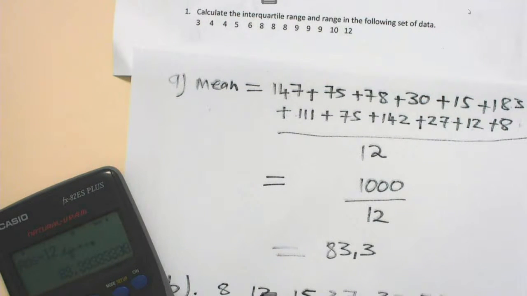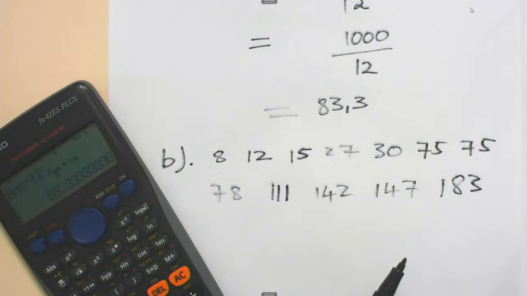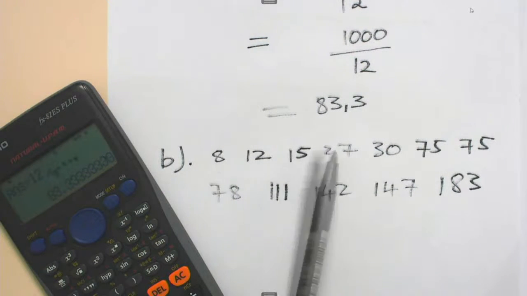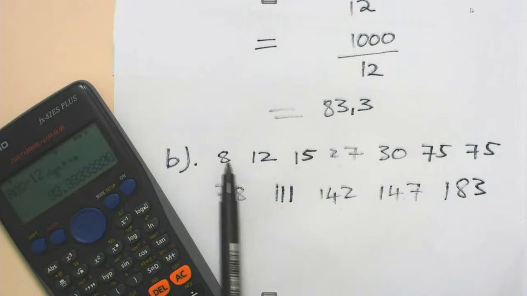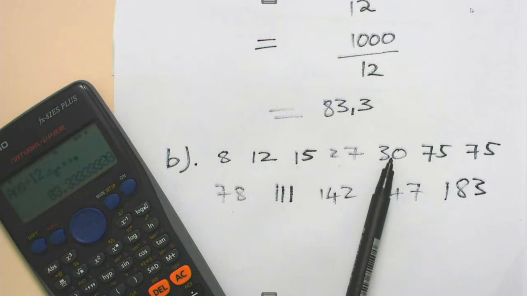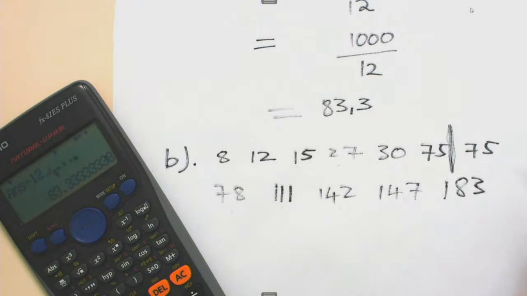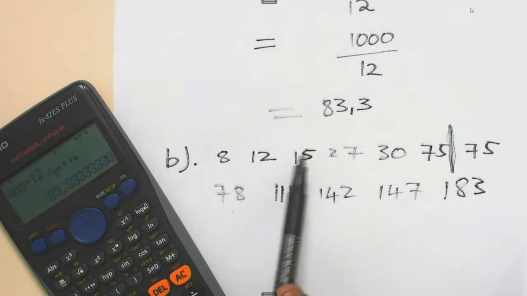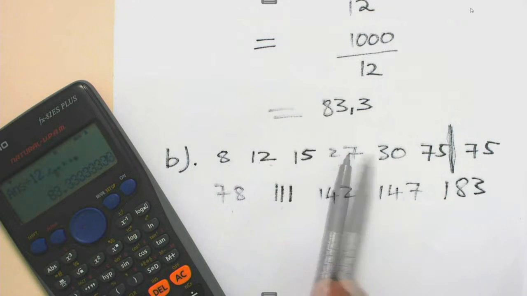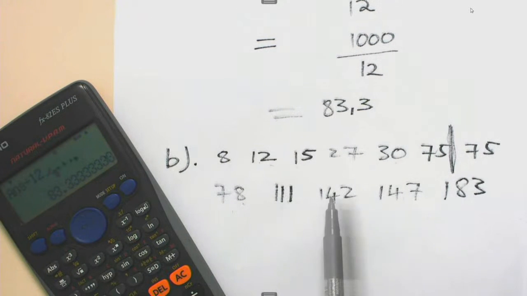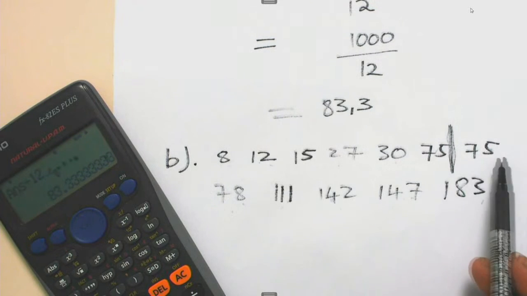After having this, we'll then find the median, the middle value. Since it's even, how are we going to find the middle value? It's 1, 2, 3, 4, 5, 6, 7, 8, 9, 10, 11, 12. Half of 12 is 6. If we count to 6, it means our median is between these two values. Our median is between 75 and 75.